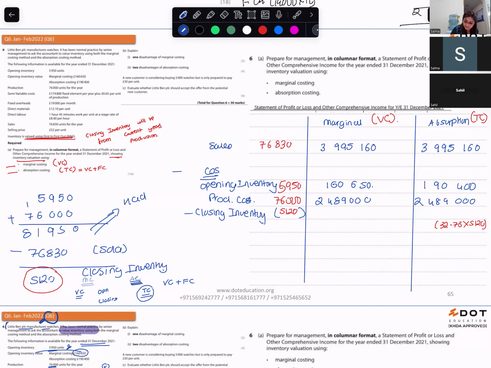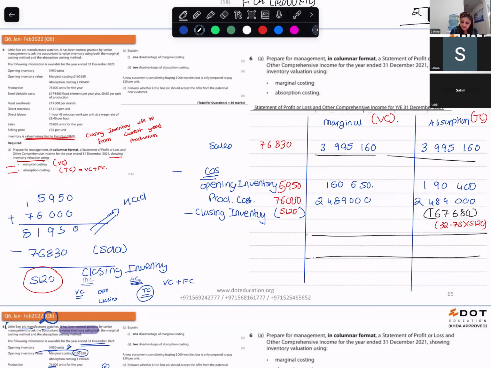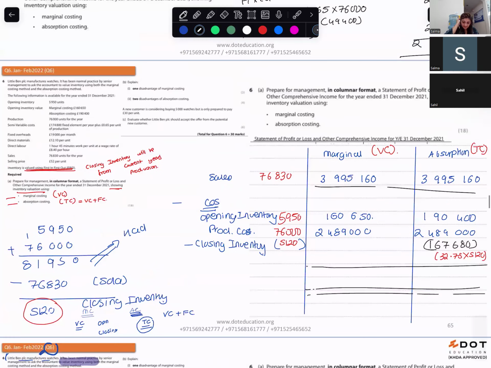How much? 167,680. Okay, fine. Now we're calculating the cost of sales. We want to value closing inventory as per marginal costing now.